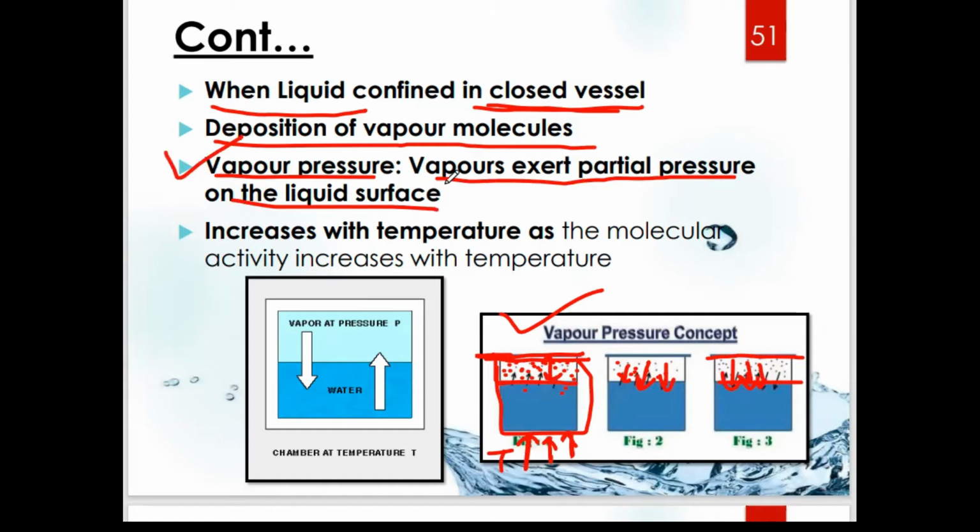So the vapor pressure, whatever pressure is exerted by these vapors, will increase with the temperature. We know that if you increase the temperature, the liquid molecules convert into gaseous molecules. So if the change from liquid state to gaseous state happens, more and more vapors will be generated. If the vapor density increases, then what happens? The pressure exerted by the vapors will also increase. So if the temperature increases, the vapor pressure also increases, because molecular activity increases, which in turn increases the vapor pressure.